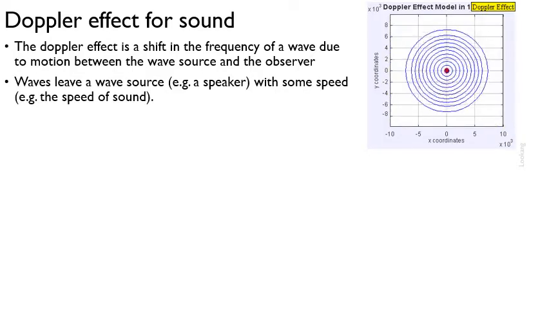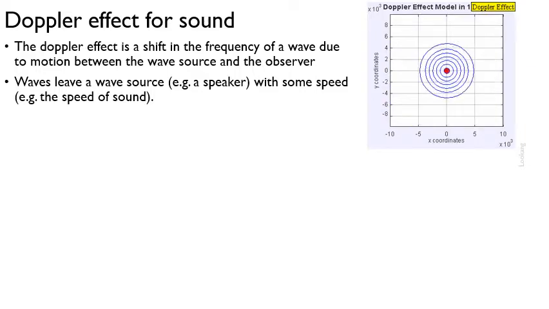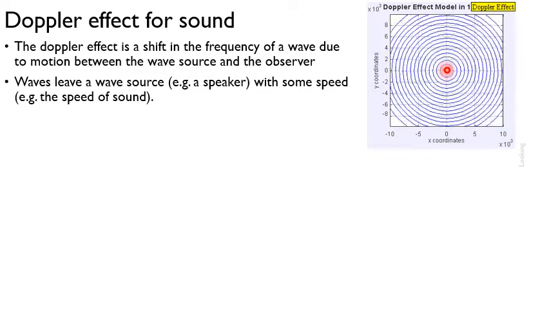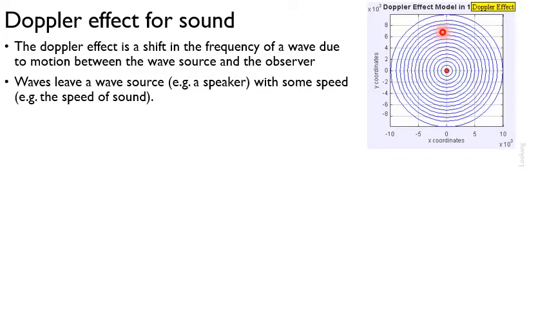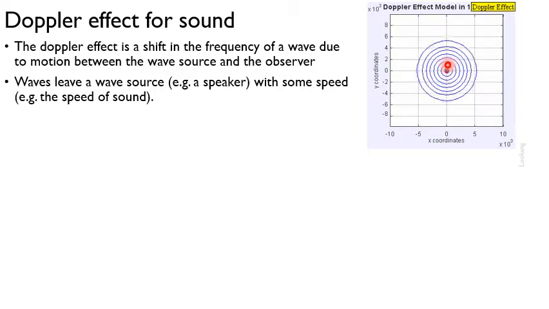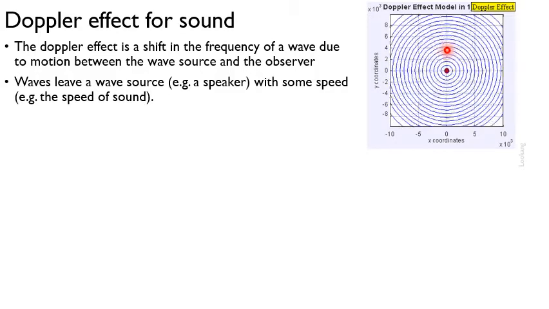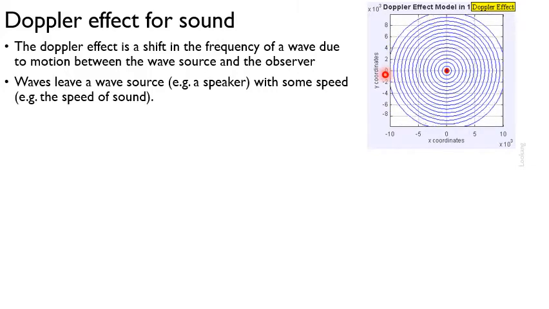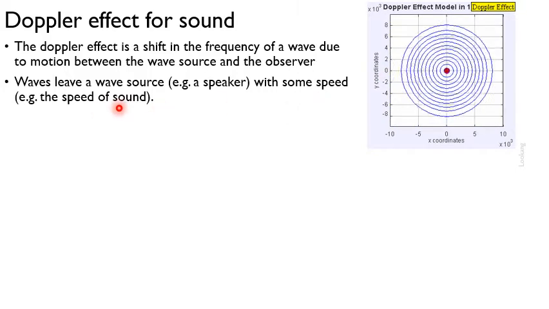When a wave leaves a wave source, for instance, let's say we have a speaker that we place at some location like this red dot, the waves are going to leave that source with some speed. We can follow one of these circles moving outward, and that would be the crest of a wave. In the case of sound, this is really like a compression wave traveling, and it would travel at the speed of sound.